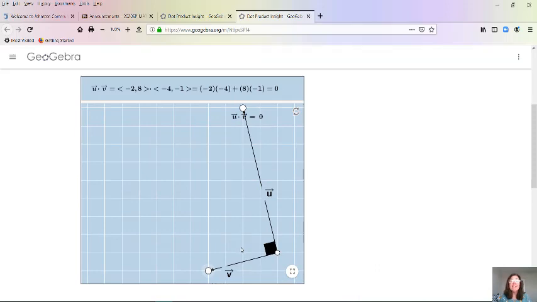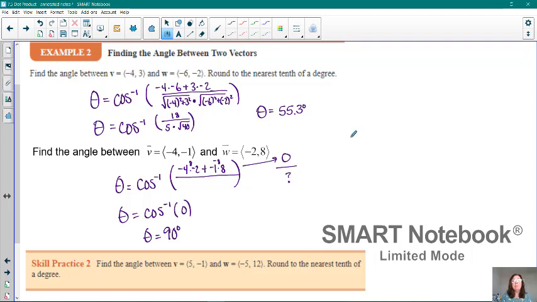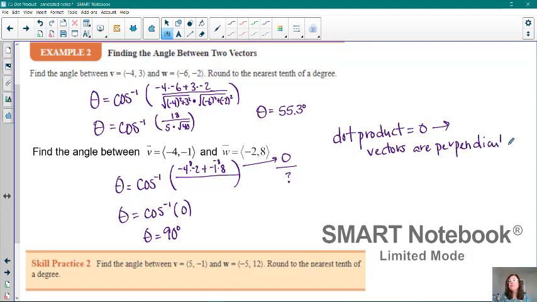So here we see them graphed on GeoGebra, and sure enough, dot product is 0, and we have a right angle shown here. So this is something that we may want to remember. If the dot product is equal to 0, that means the vectors are perpendicular. Well, we're going to learn a new word for perpendicular when it comes to vectors. Vectors that are perpendicular are referred to as orthogonal.